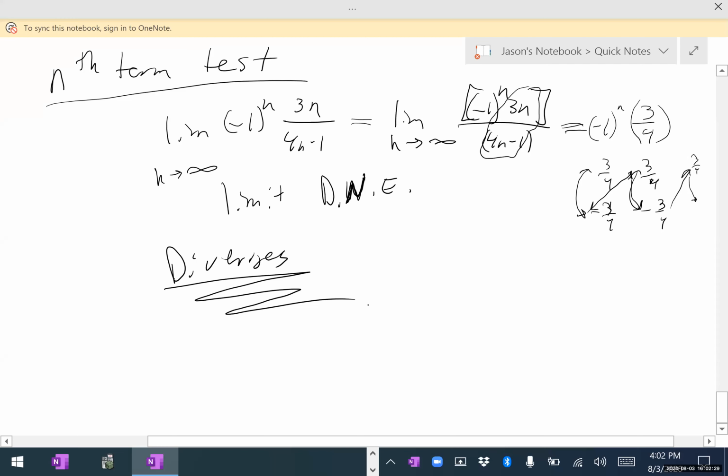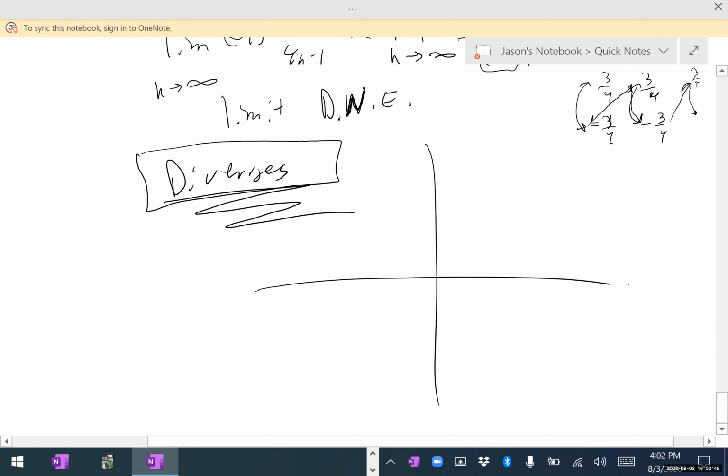The nth term test tells me that if the nth term does not go to 0, then the series is going to diverge. The nth term has to go to 0, so this series is divergent. How do we prove that it was divergent? By the nth term test.